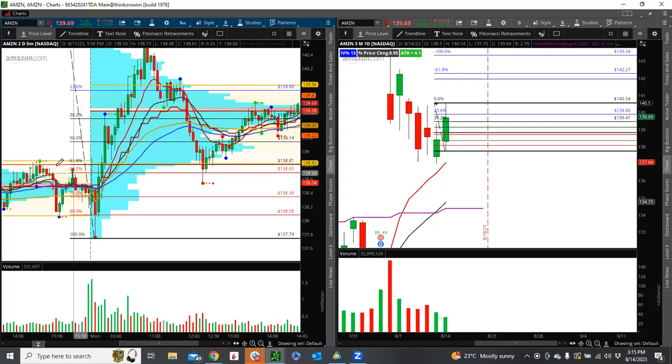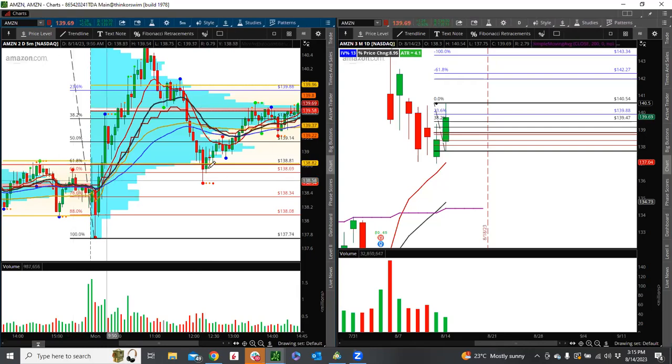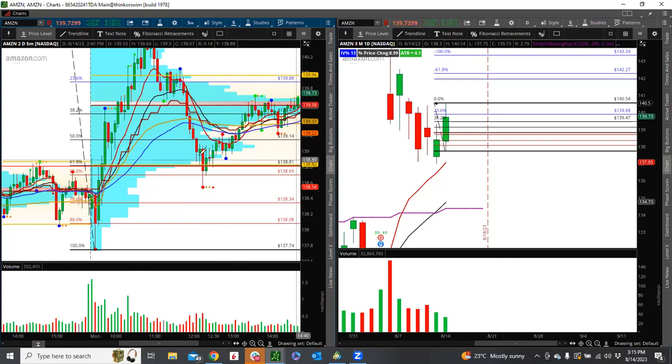So entry, 138.84. Again, I didn't play a whole number. Everyone's looking at 138.80, right? That's the whole number. That's a granny number. Everyone's looking at that whole number. So if I'm going to get into it, I'm going to step in front of that a little bit to make sure that I get filled. And I did get filled on this candle right here. That was the candle that filled me.